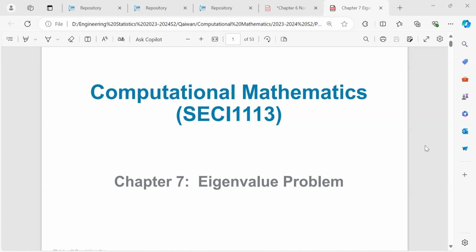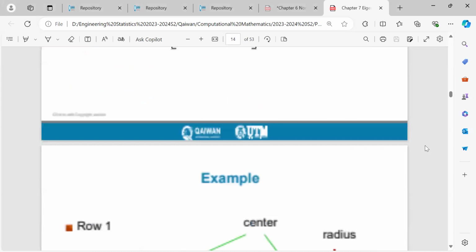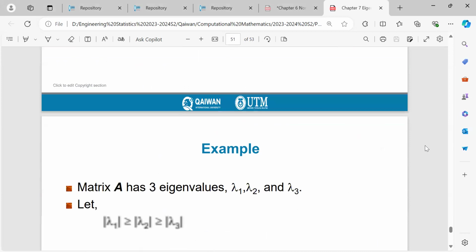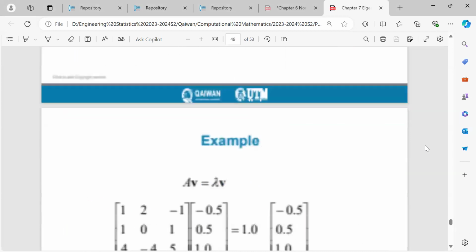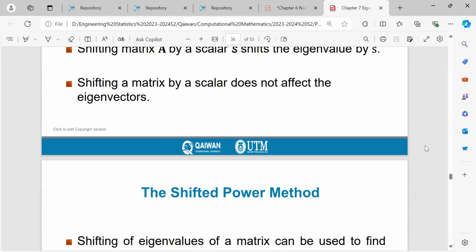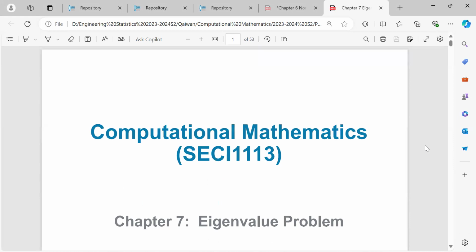In this chapter, we study Gershgorin's circle theorem, then power methods, and one more, I think. Let me check. We have shifted power methods. We just have these three topics: Gershgorin's circle theorem, power method, and shifted power method.